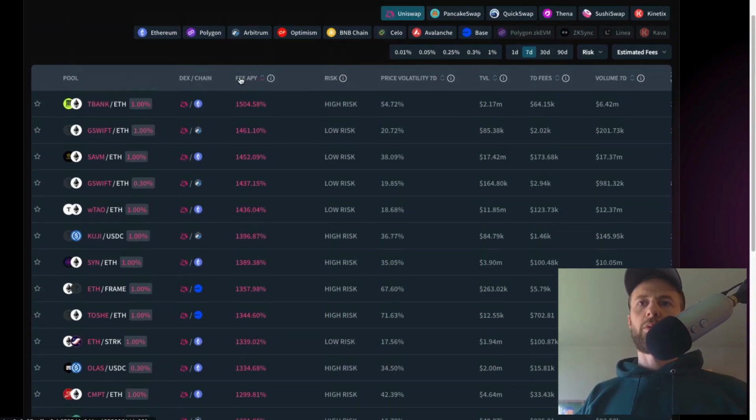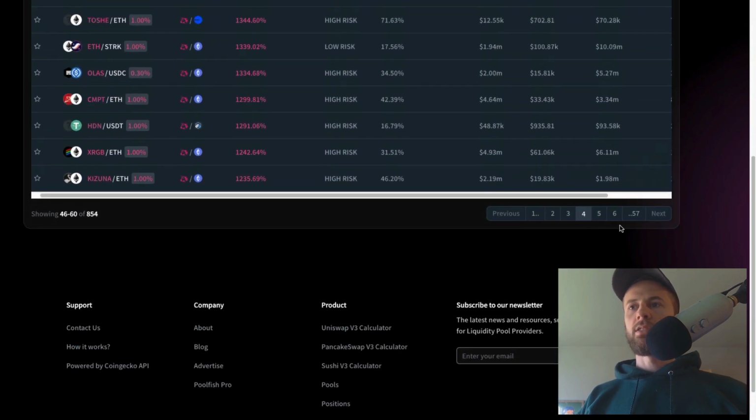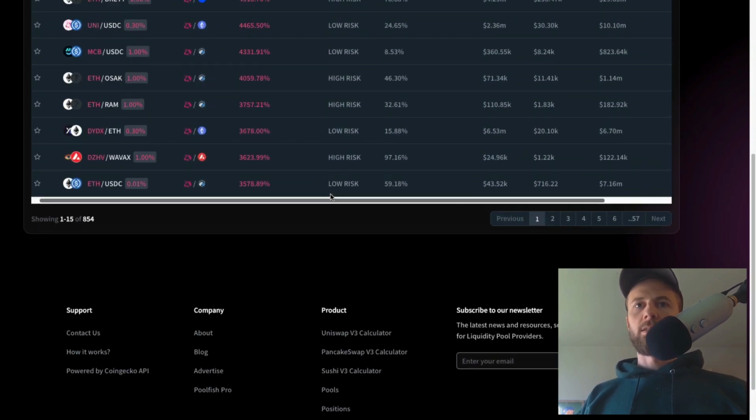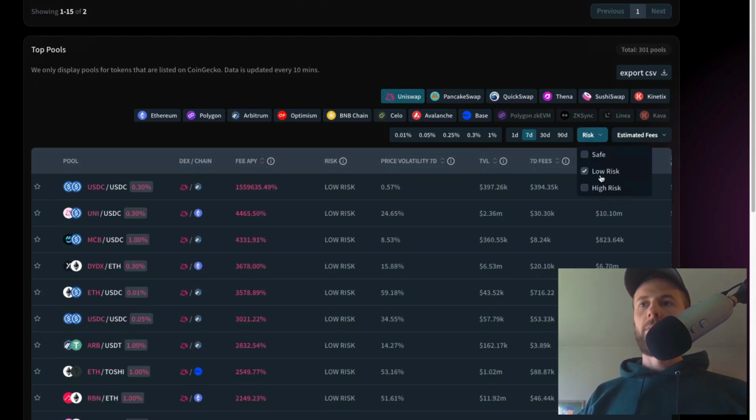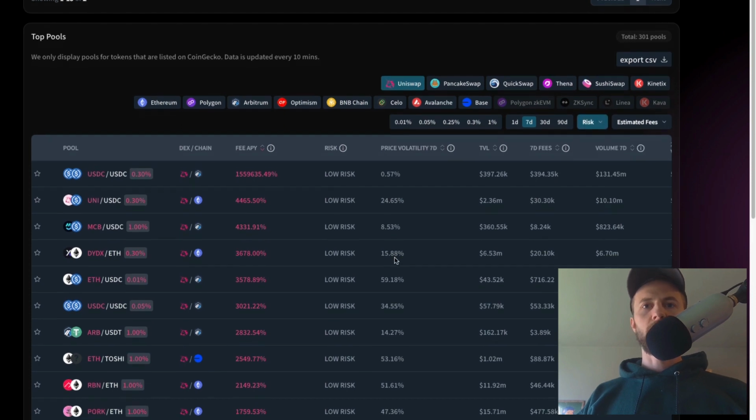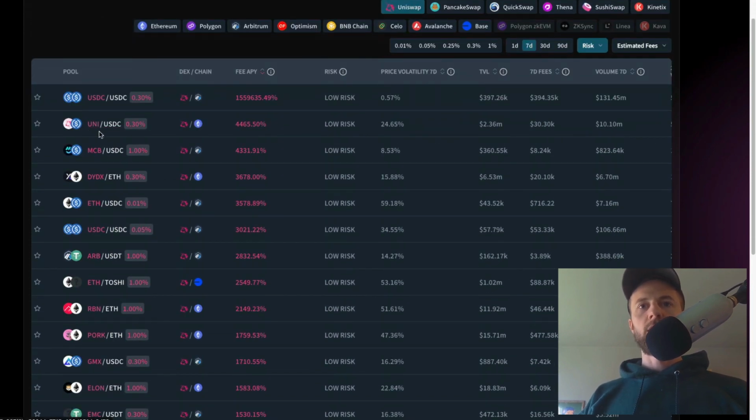Okay, so we start off with this APY, getting some high APYs. You can see some different options through there. And then maybe filter by the risk. Maybe we don't want to do something that's high risk, but maybe a low risk is just right. So that can give us some different options like Uni USDC right now.